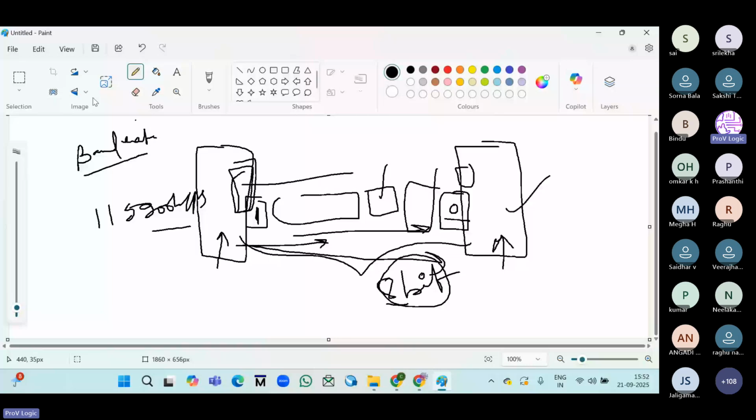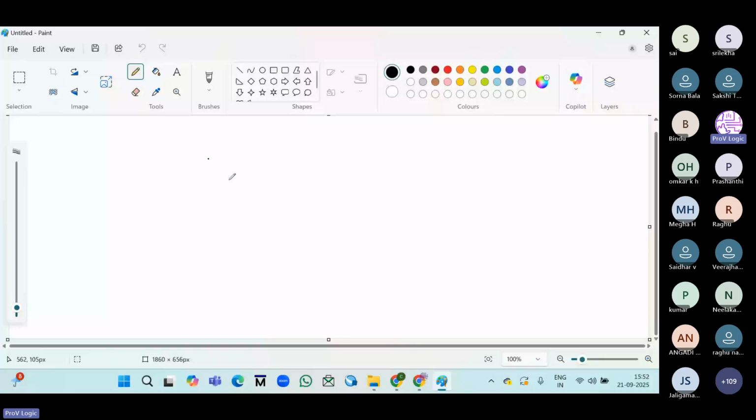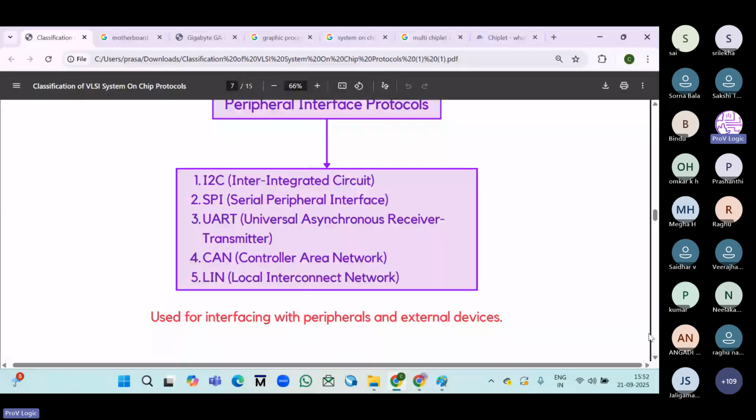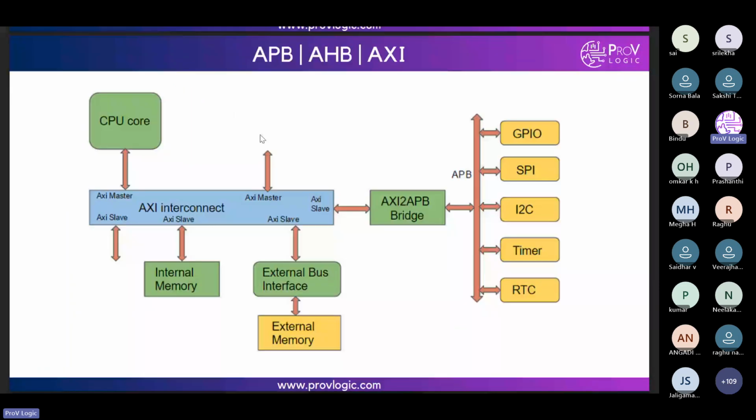First of all, you need to understand the features. Suppose for the APB protocol, you understand what the applications are. Suppose here there is a block diagram. The core side, the core is very high speed, and memory is also high speed, and the external memory is also high speed. For this purpose, we use the AXI interconnect. On the right-hand side there are GPIO, SPI, I2C, timer, RTC. These are all low-speed IO peripherals, which work at very low speed. On this side we use the APB protocol.